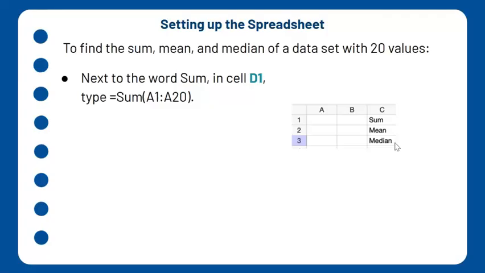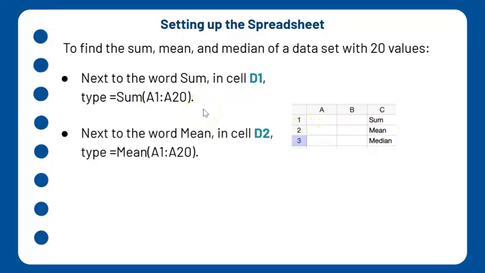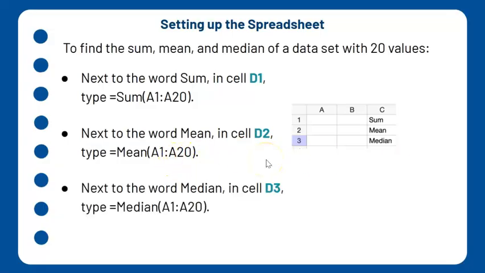To calculate the sum, we can type equals sum, parenthesis A1, colon, A20, parenthesis, in cell D1 next to the word sum. To calculate the mean, in cell D2, we would type equals mean, parenthesis A1, colon, A20, parenthesis. To calculate the median, we would type equals median, parenthesis A1, colon, A20, parenthesis, in cell D3 next to the word median.